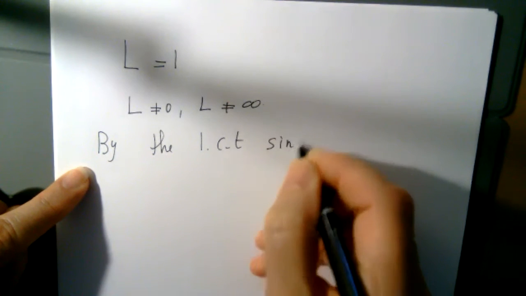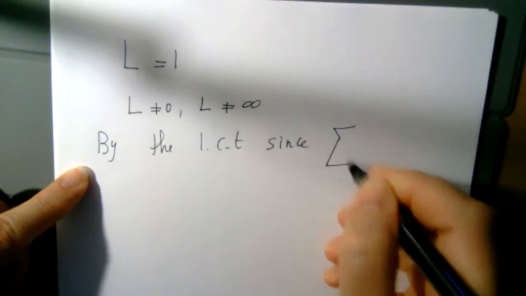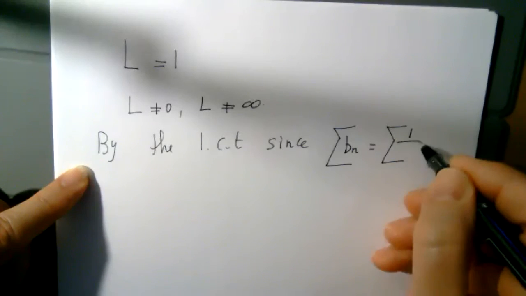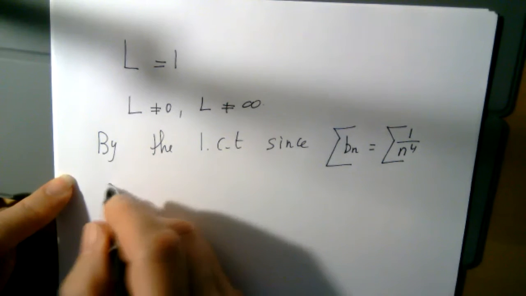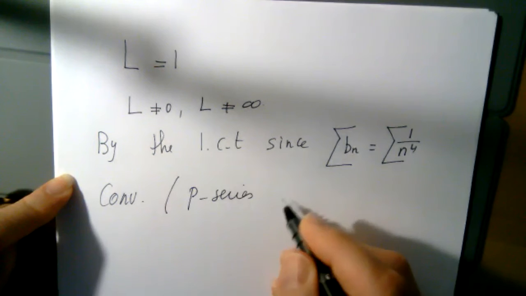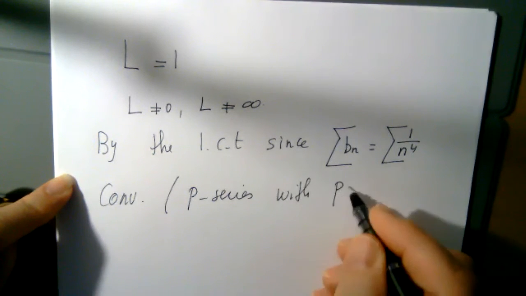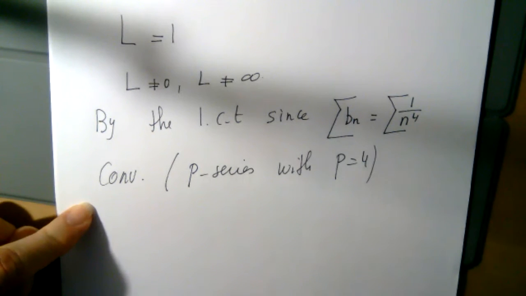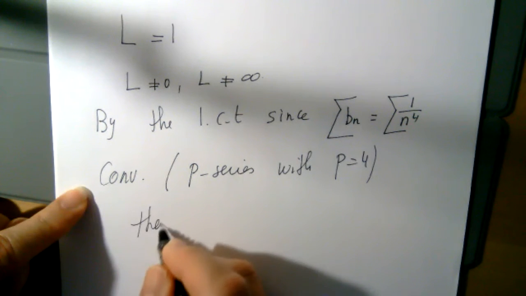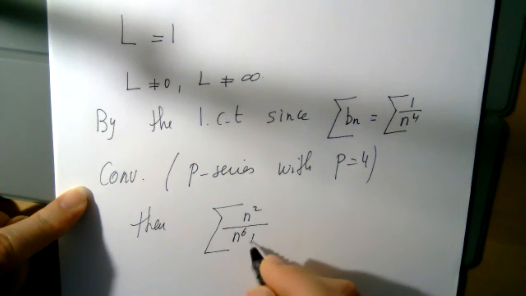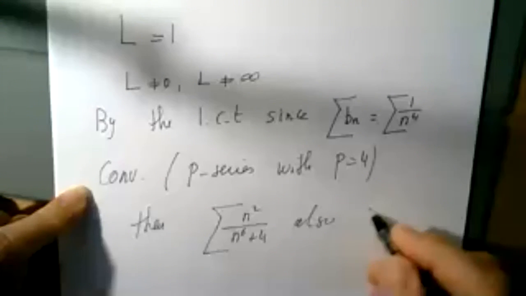So the limit comparison test, since sigma b_n, which is sigma 1 over n to the 4, converges because it's a p-series with p equal to 4, because this converges by the limit comparison test. Since this series converges, then the original series, sigma n squared over n to the 6 plus 4, also converges.